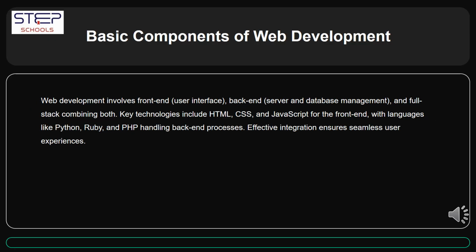Now we will talk about the basic components of web development. Web development mainly relies on three important technologies: HTML, CSS, and JavaScript. HTML, hypertext markup language, is used to create the structure of the web page. And CSS, cascading style sheets, adds designs, colors, and layout to make the web page look attractive. And JavaScript makes the website interactive and dynamic, like buttons, animations and effects.